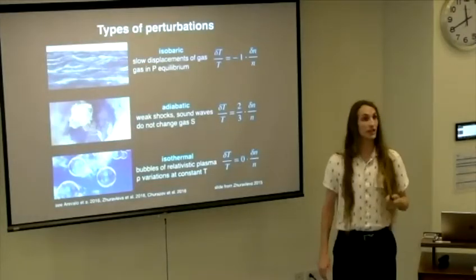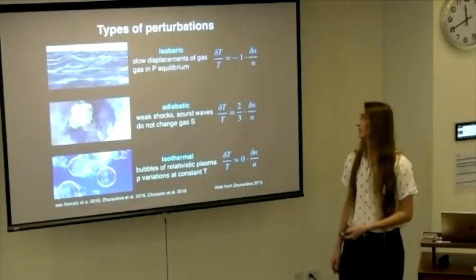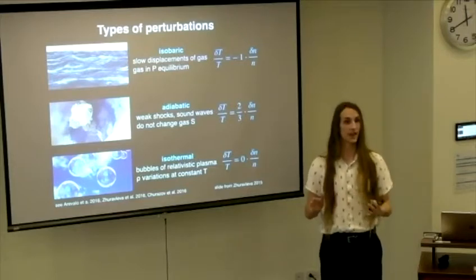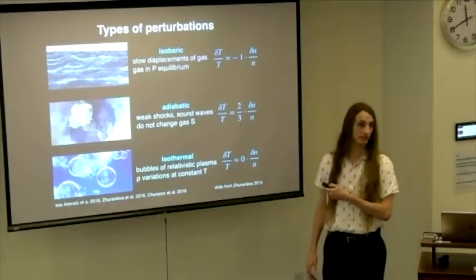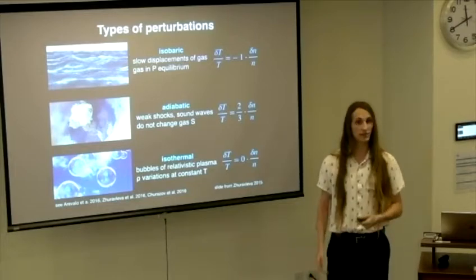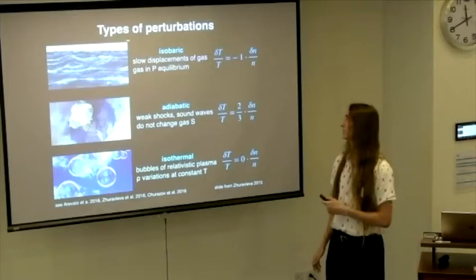So there's lots of different types of perturbations that you can have in nature. You can have isobaric perturbations, and that would be if you have slow displacements in the gas. And well, slow is a relative term, right? What do we mean by slow? Well, slow relative to the sound speed. So subsonic waves would be isobaric perturbations.